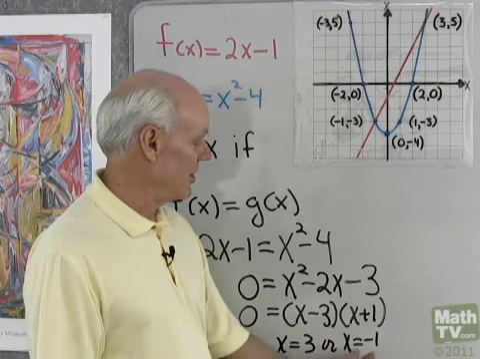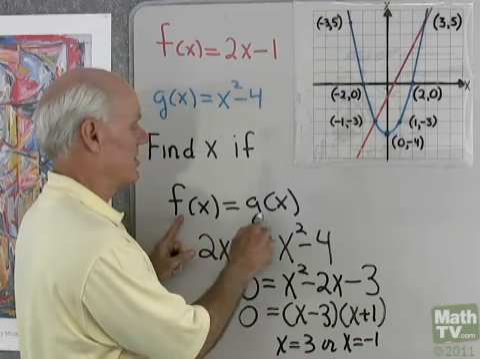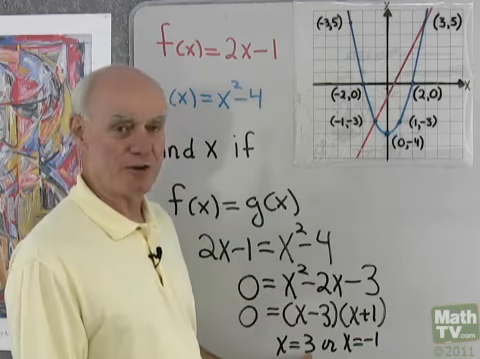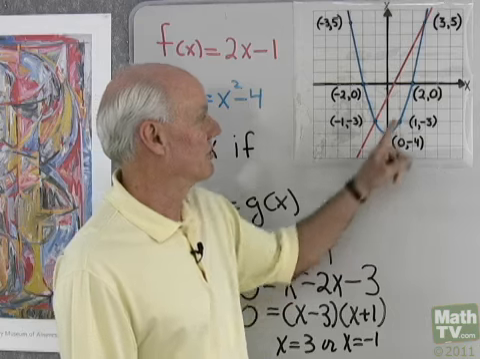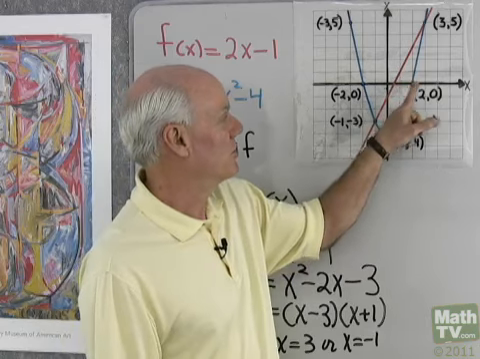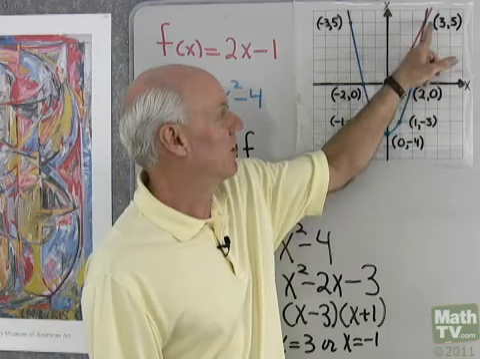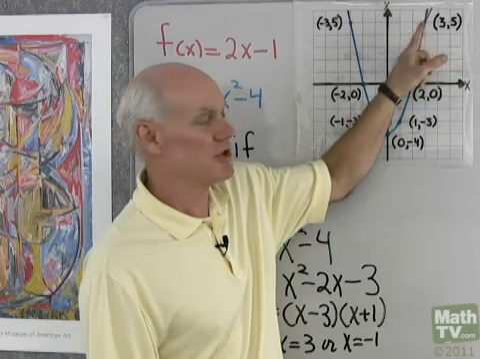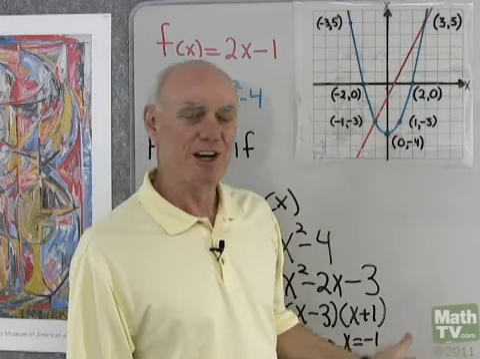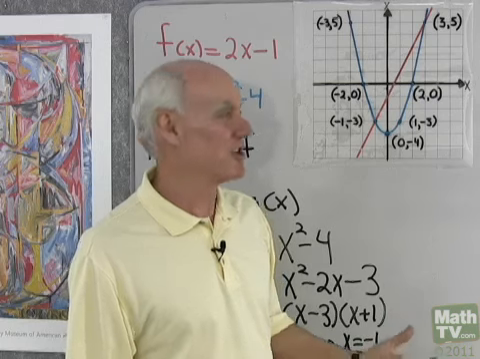So when x is 3 or x is -1, f of x is equal to g of x. Well, let's look on the graph and see what happens when x is equal to 3. When x is equal to 1, 2, 3, I'm up to this point right here, 3, 5, and you can see that the graphs cross each other right there. Well, that means that f of x and g of x are equal.